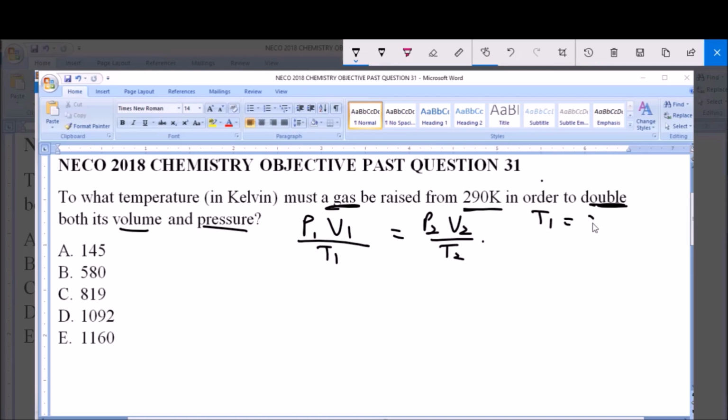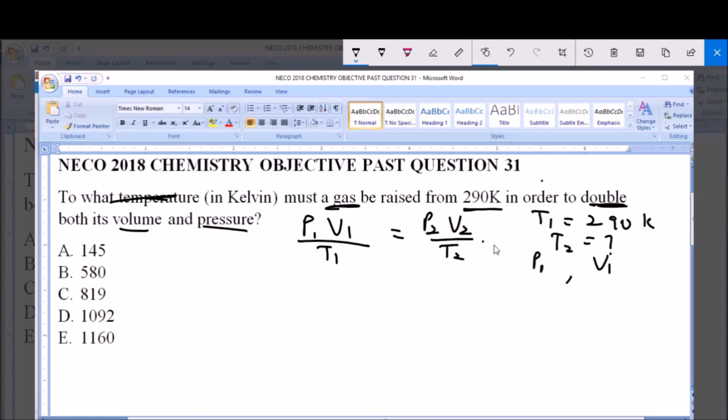Our T1 is 290 Kelvin. Our T2 is what we are looking for because we are asked to find the temperature. So our T2 is what we are looking for. And then our P1, let's hypothetically just leave it as P1. Our V1, let's also leave it as V1.